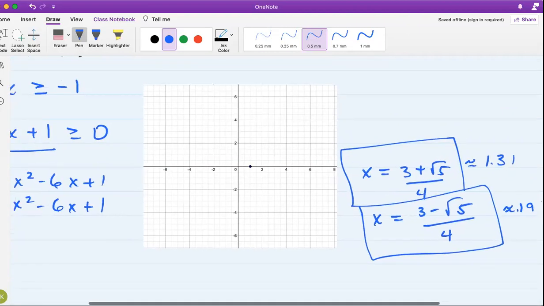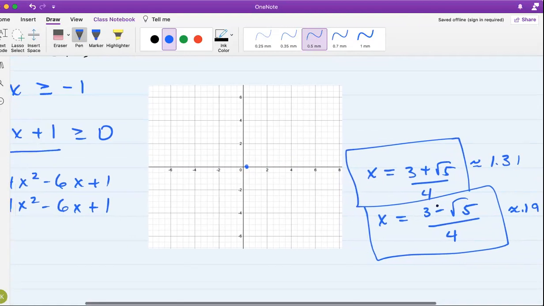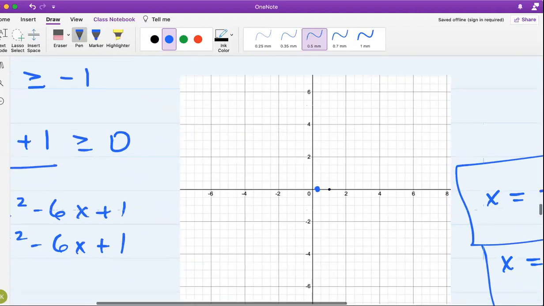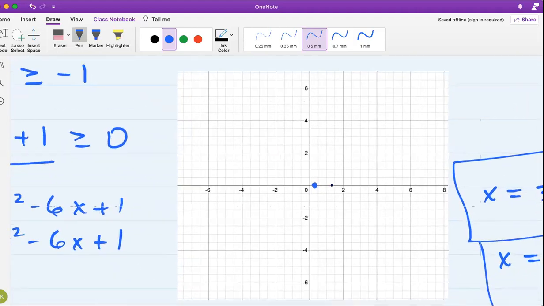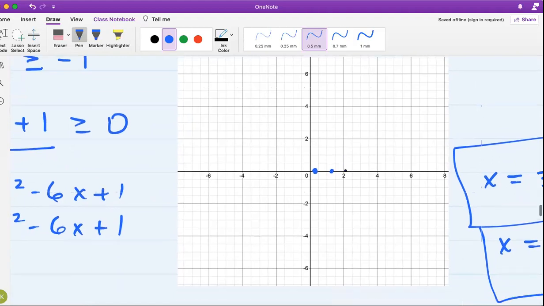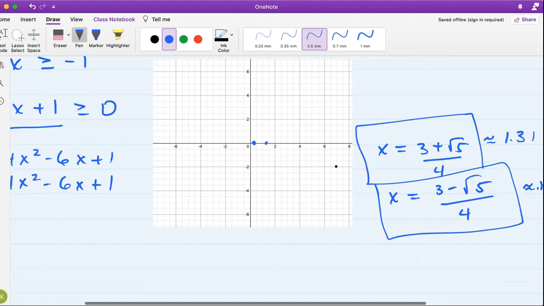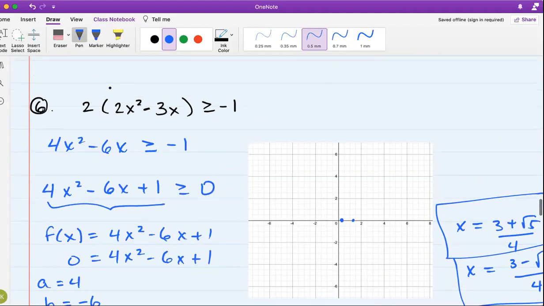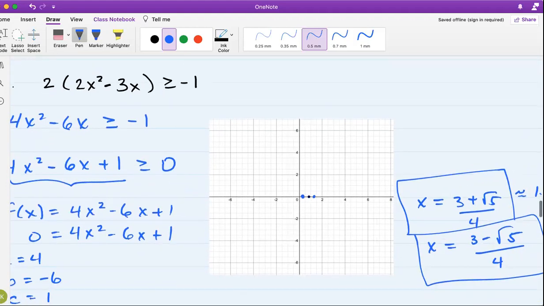So we're going to make these dots. So here's 1. This is like a 0.2, which is halfway is 0.5. So let's say it's about right here. And then we have a 1.31. Here's 1. Let's zoom in. Here's 1. 1.5 is about right here. So let's go like right here. And then we look at the original function. We notice that the coefficient is a positive 4. So we're going to have a graph that looks something like this.